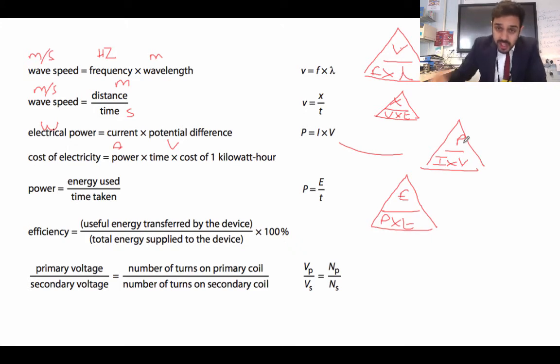And if you want to write these out at the beginning of the exam, why not? They're really easy to turn into a triangle. Those two are the same. The bottom ones, those ones go at the bottom. Whilst for these two, X goes to the top, E goes to the top. These two, you're unlikely to need to rearrange. I'll show you a different technique to deal with them. So they are the triangles.